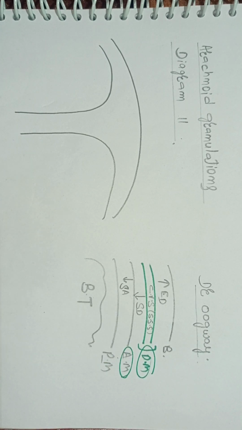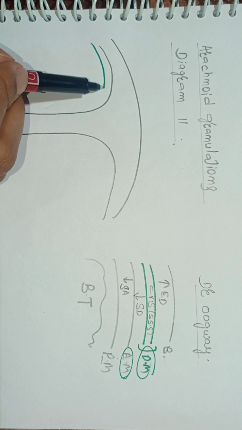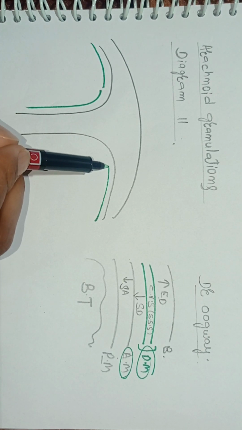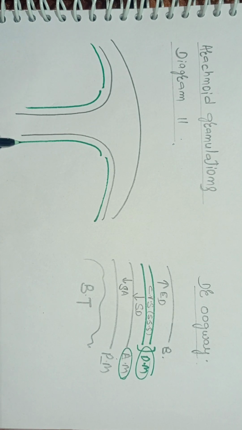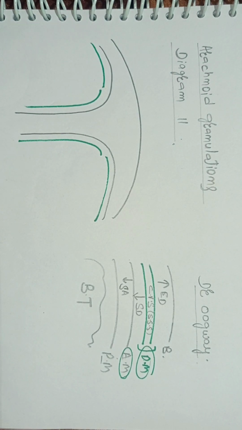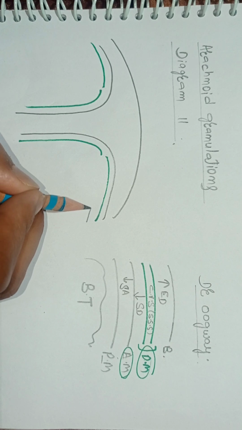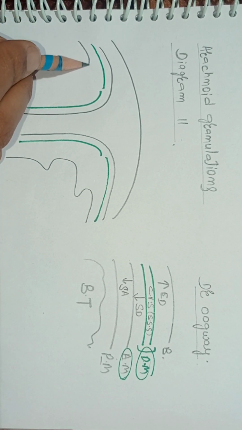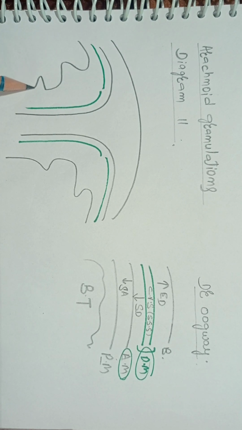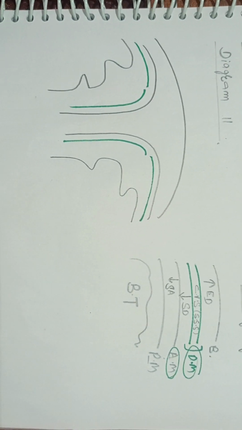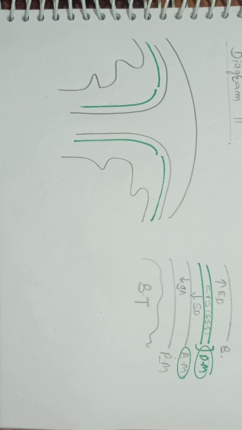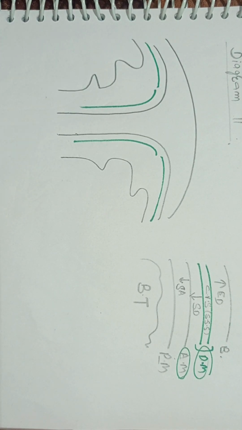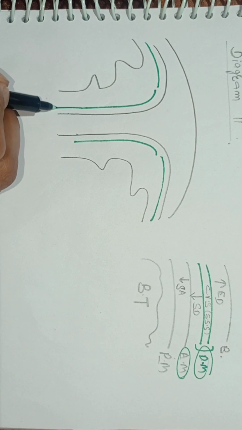Now we make the arachnoid mater. So this line right here, this green line, is the arachnoid mater. What we are making here is the arachnoid mater, and after that we make the pia mater. So this is the pia mater. Clearly, this is the diagram of the arachnoid granulations. We'll extend it here, here, and here like this.